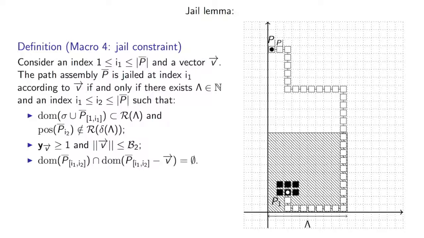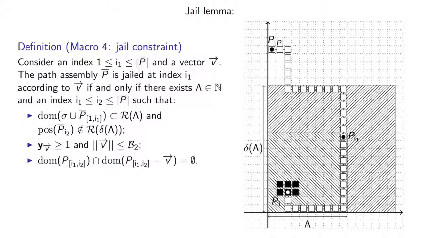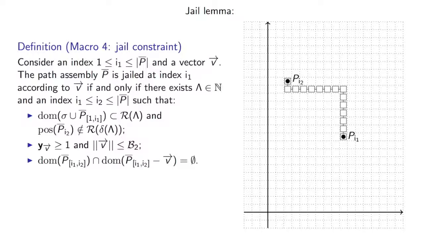More formally, consider a distance lambda and the square of width lambda. Now consider an index I1 such that the seed and the segment of P from 1 to I1 belong to the square of width lambda. Now consider the square of width delta lambda. Now consider an index I2 such that the position p I2 is not in the square of width delta lambda. Then we consider the segment of P from I1 to I2.